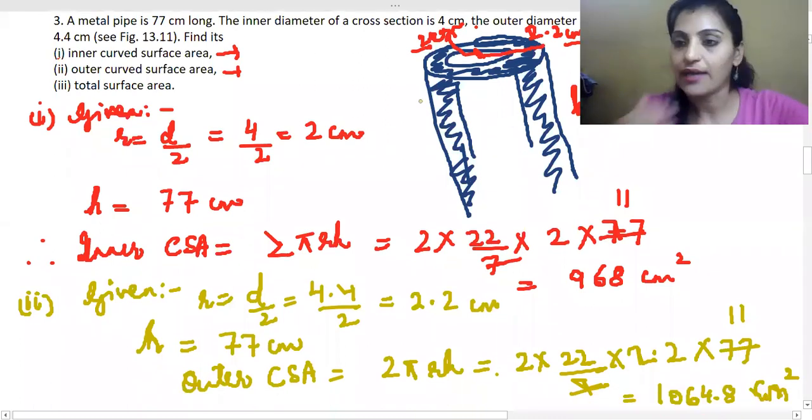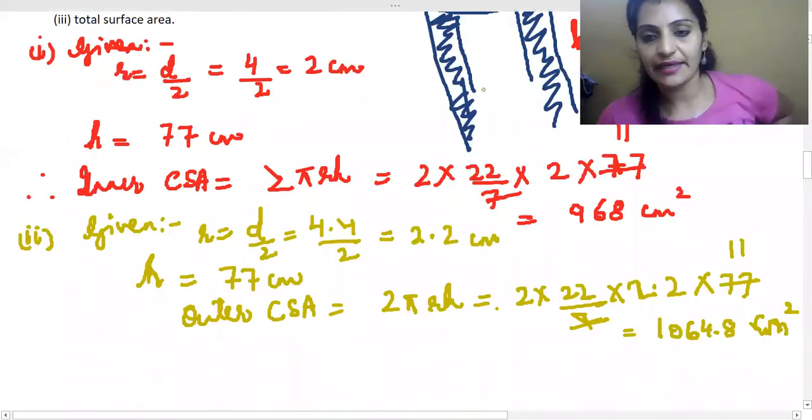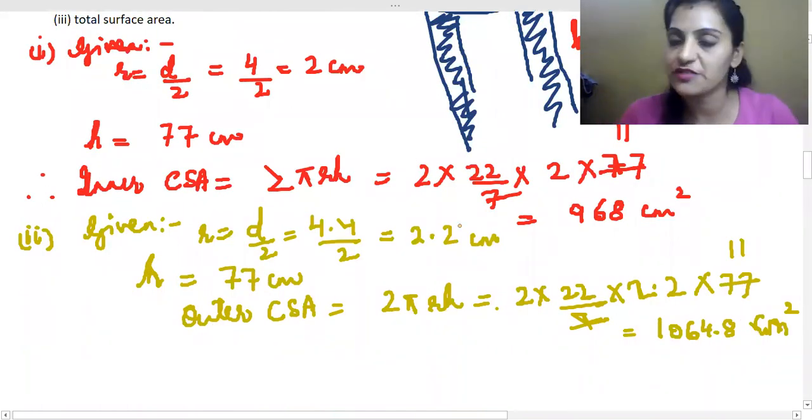Similarly, for second part, outer curved area. So, we will calculate, our R will be half of the diameter. After that, 4.4 centimeter. So, it just becomes 2.2 centimeter. Using the surface area formula, we got our answer. The answer is 4.8 square.